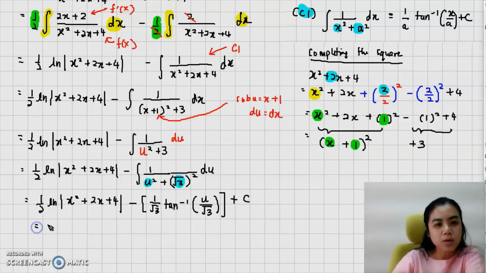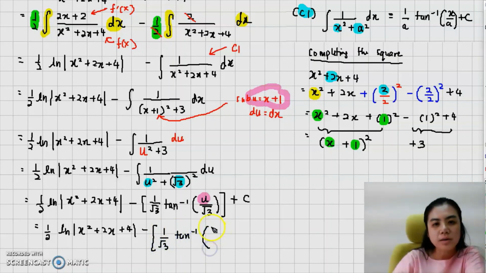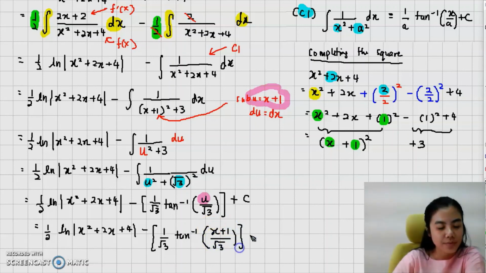Don't ever stop here, because your final answer should not have the u. Change back the u. Where is the u? That is the u here, which we just now substituted as x plus 1, right? So change it back. The u now is x plus 1 over square root of 3. So now we are done.